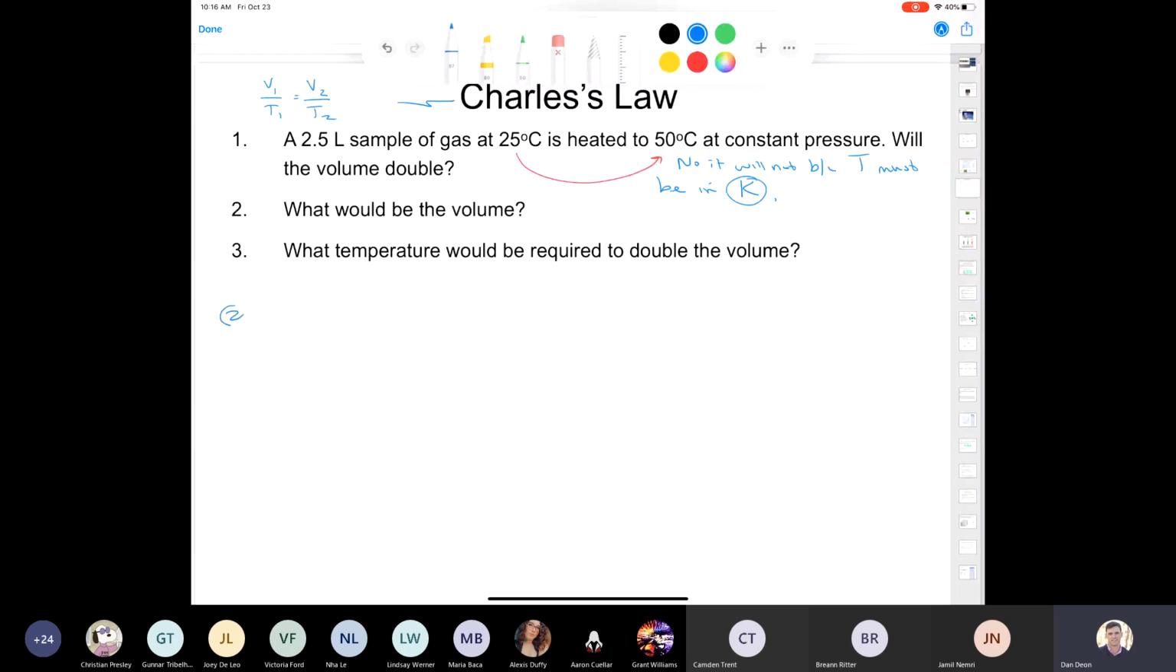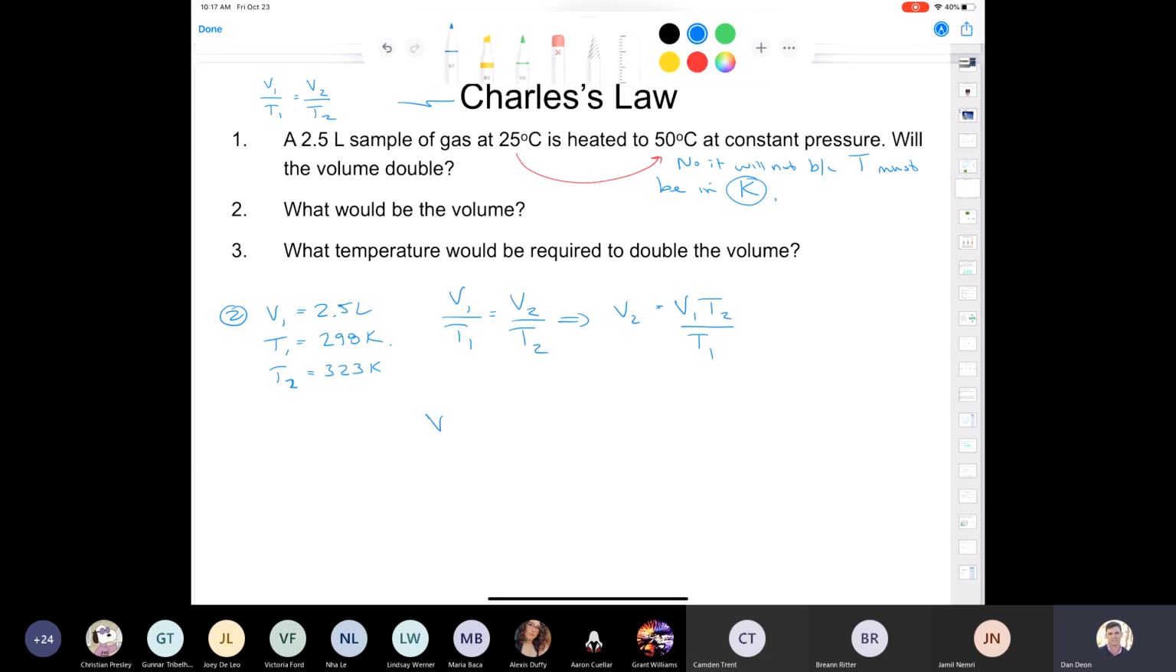So let's solve part 2. We've got our V1, which is equal to 2.5 liters. We've got our T1, which is 25 plus 273, so that's 298 Kelvin. And then we have our T2, which is 50 plus 273, so 323 Kelvin. Now we can rearrange our formula. V1 over T1 is equal to V2 over T2. We're going to solve for V2, which is going to be equal to V1 times T2 over T1.